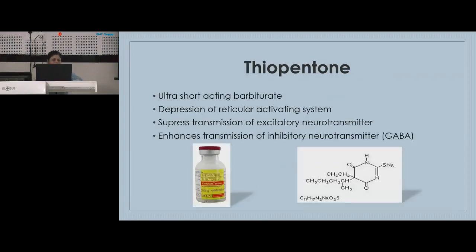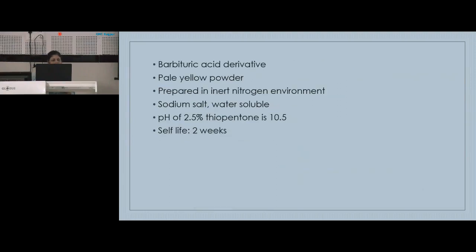Thiopentone. Thiopentone is an ultra-short acting barbiturate and it causes depression of the reticular activating system. It suppresses the transmission of excitatory neurotransmitter and it enhances the transmission of inhibitory neurotransmitter. Like other inducing agents, it is also a GABA mimetic agent. It is a barbituric acid derivative.